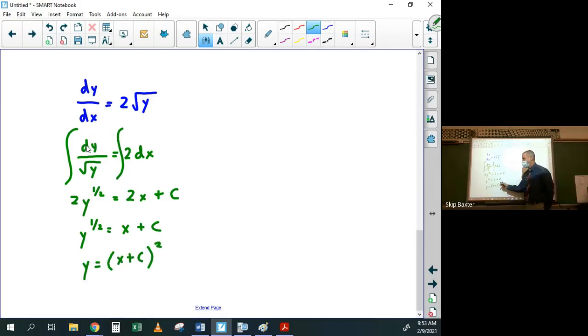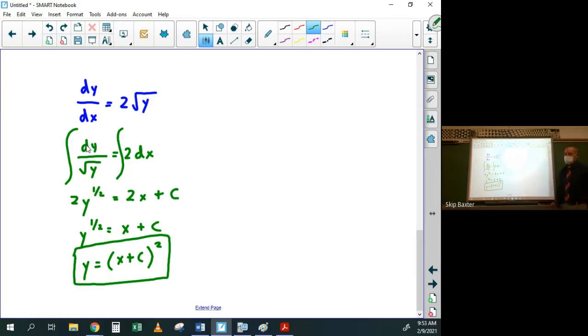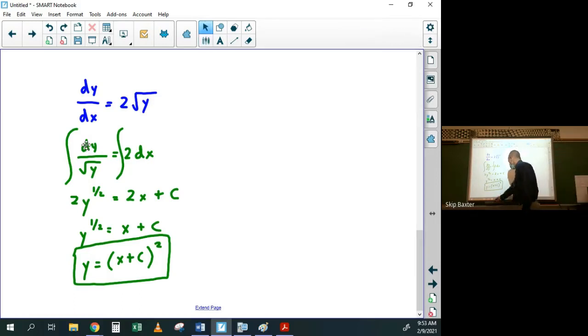Now you can't just square the x and say x squared plus c. That's not equal to x plus c squared, right? So you can't do that. That's the answer right there. Is it making sense? It's pretty easy, right? Kind of the same thing that we've done.